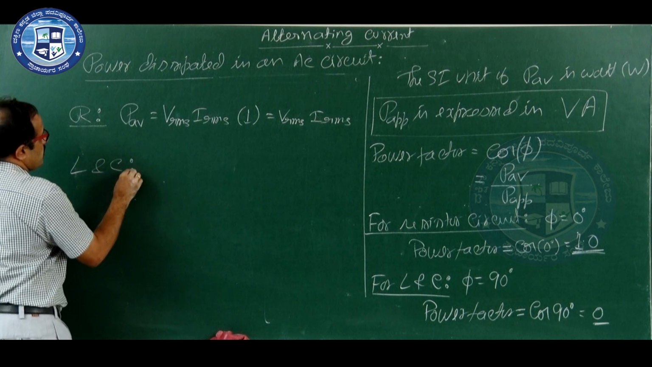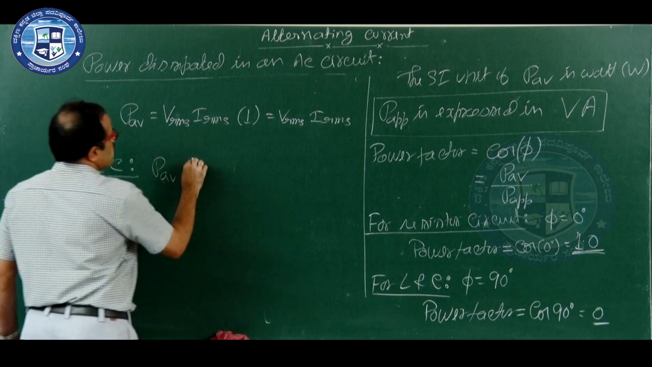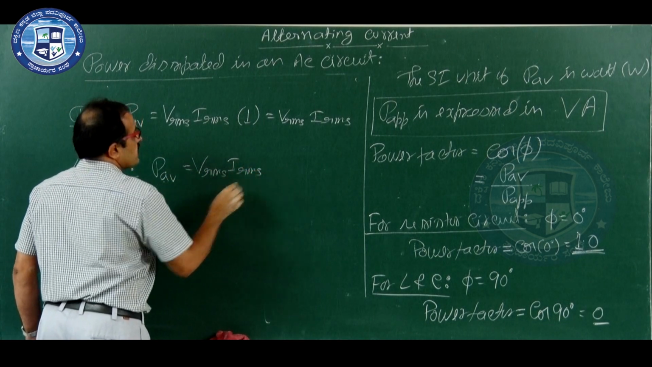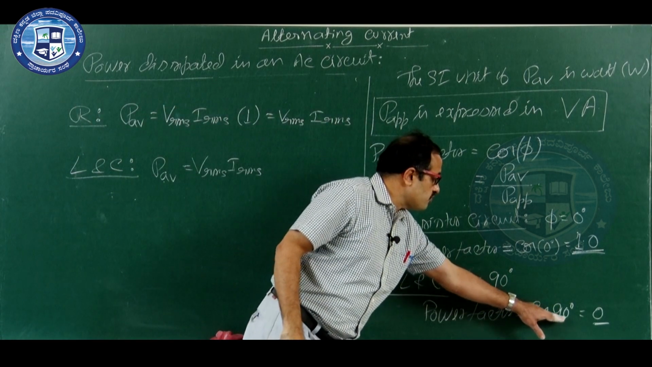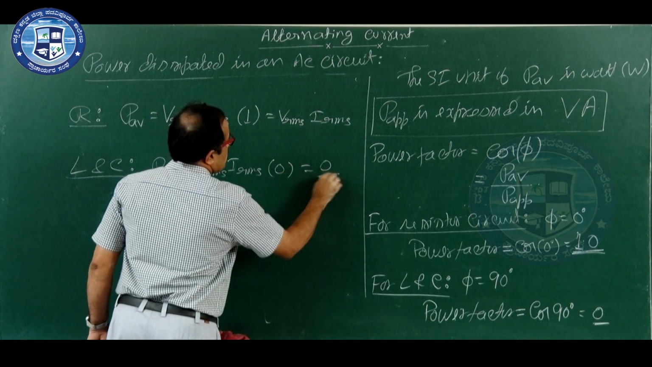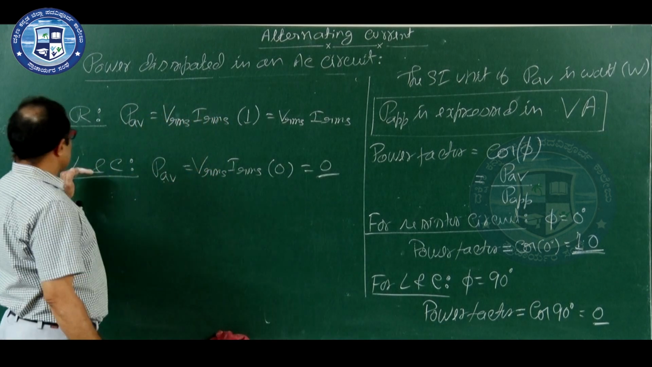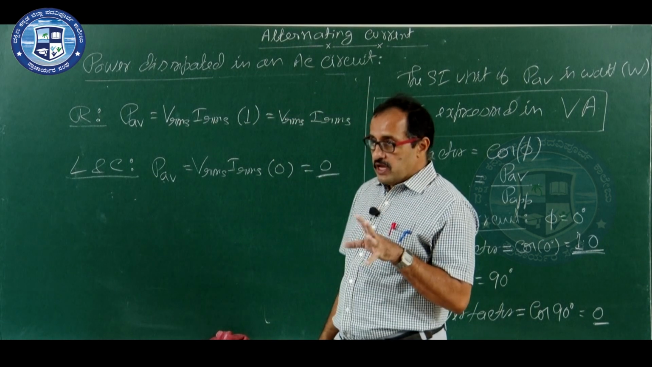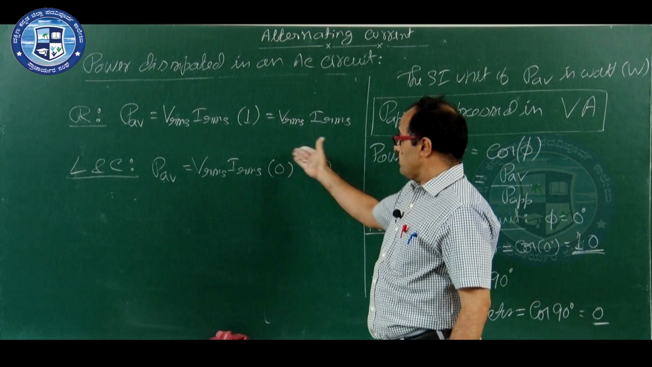Now, we take L and C. What is the average power consumption? Average power consumption is equal to V RMS into I RMS into the power factor. Power factor is 0. Therefore, the answer is 0. Hence, if it is a pure inductor or pure capacitor, then in the AC circuit they never consume any energy.